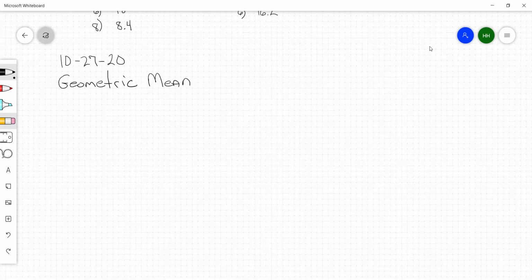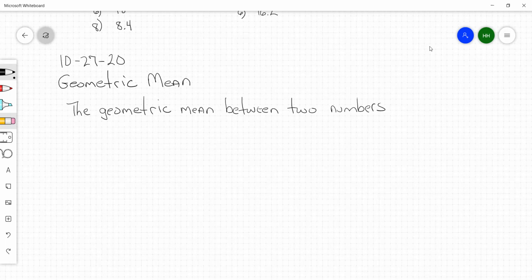All right, today we're going to be talking about geometric mean. And then we're going to be using geometric mean. The geometric mean between two numbers is the positive square root of their product.